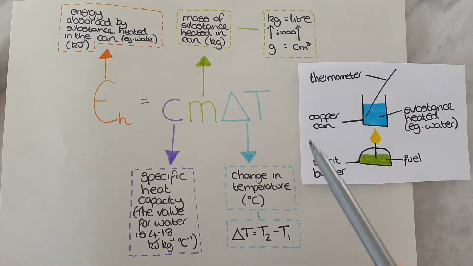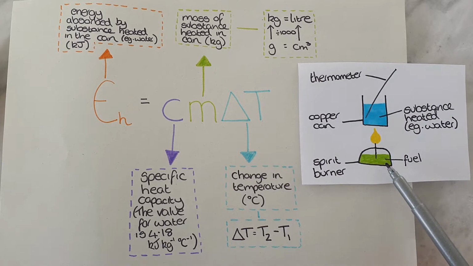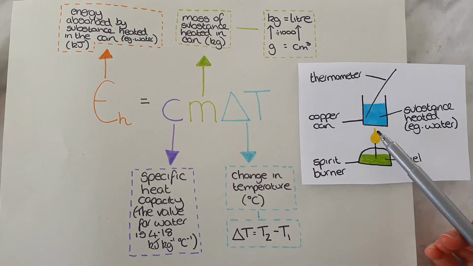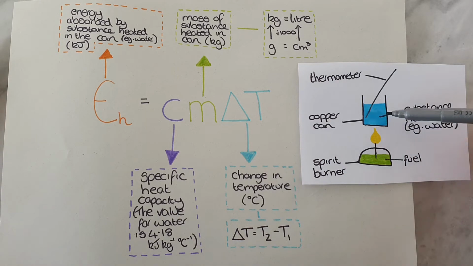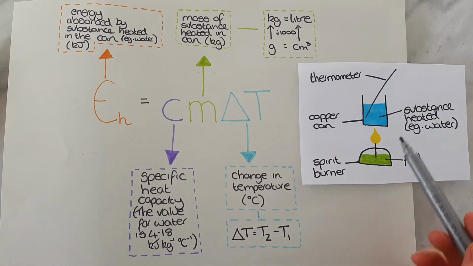In class you would normally use water. So if we take this diagram, you would burn some sort of fuel, maybe ethanol or methanol, in a spirit burner. That's represented by the green liquid. When you burn that, it will release energy, and the majority of it should pass through that copper can, maybe absorbed by the can, but pass through hopefully and go into the water.